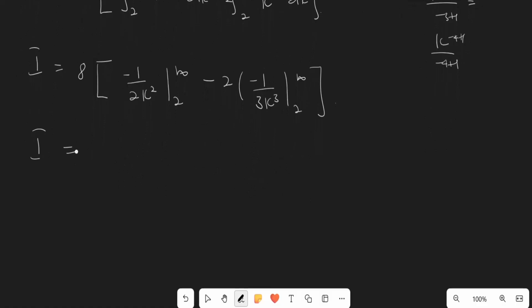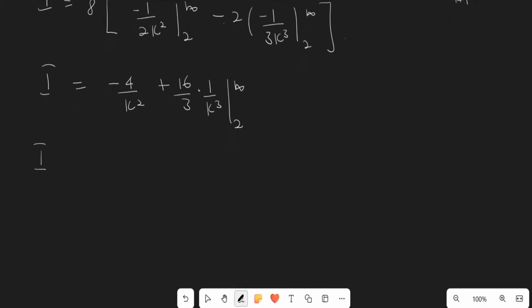So we can now put them together really. Multiplying 8 through, this one is going to be negative 4 all over k squared. And this is positive times 8, that is going to be positive 16 over 3 times 1 over k raised to the power 3, right? This is how this can be simplified, and you are integrating that from 2 to infinity.